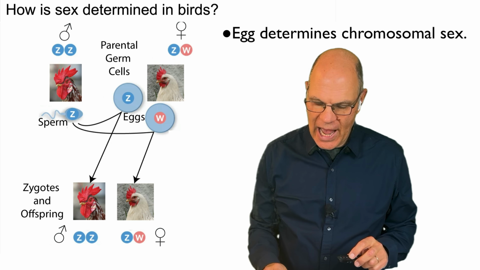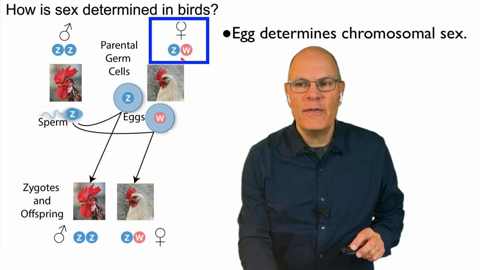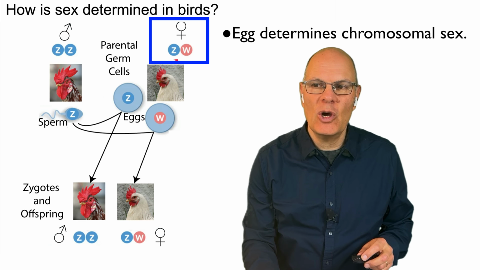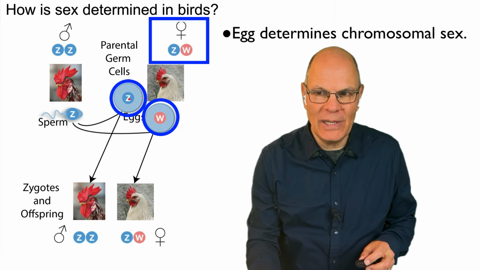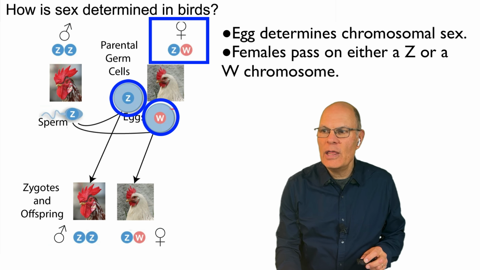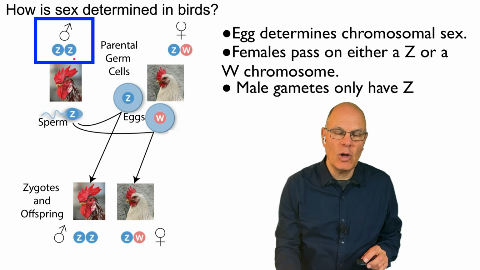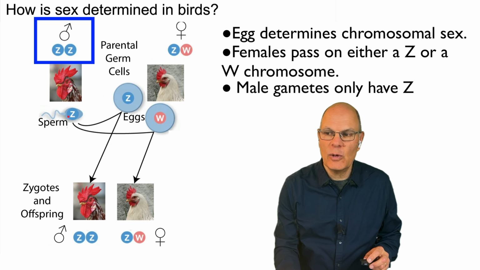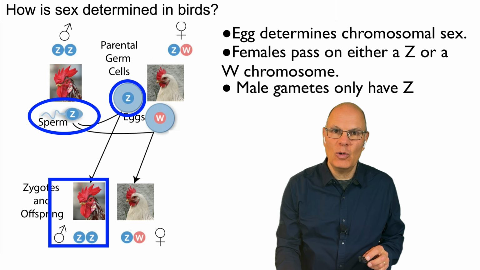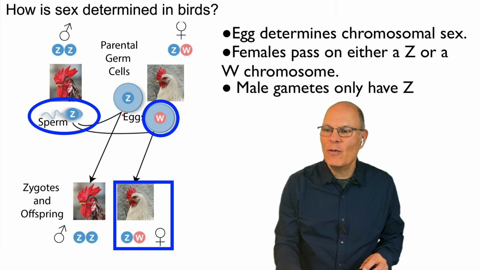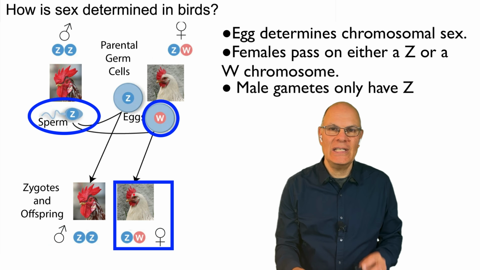In birds, it's the egg that determines the chromosomal sex of the offspring. That's because the females have what we call a Z chromosome and a W chromosome, and during meiosis, half of the eggs will wind up being Z and half will be W. The females will pass on either that Z or W chromosome. The males have two Z chromosomes, so when they form their sperm, all of the sperm carry Z. Fertilization of a Z-carrying egg will lead to a male who's ZZ. Fertilization of a W-carrying egg will lead to a female who is ZW.